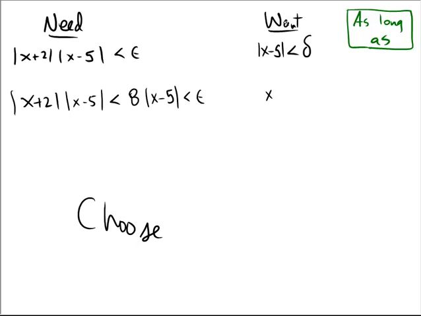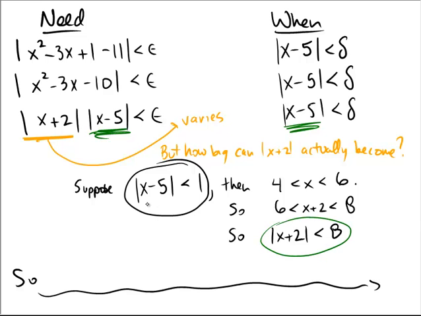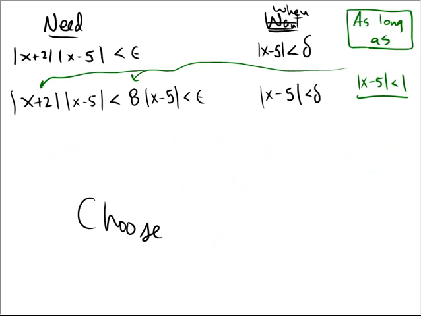when, I shouldn't say want here, sorry, this was supposed to be a when |x minus 5| is less than delta, well, as long as |x minus 5| was forced to be less than 1. Because remember, if |x minus 5| was less than 1, that forced this inequality to hold, that 8 was definitely bigger than |x plus 2|. And notice that if that were the case, then we'd be set over here, because then we could say that |x minus 5| would be less than epsilon over 8 when |x minus 5| was less than delta, as long as |x minus 5| was ensured to be less than 1.